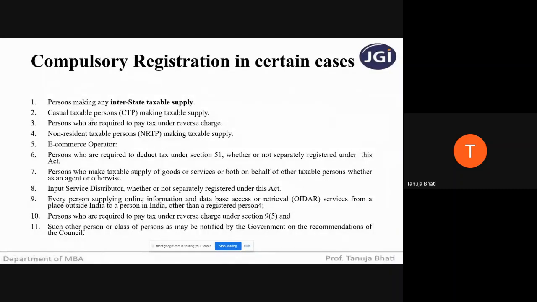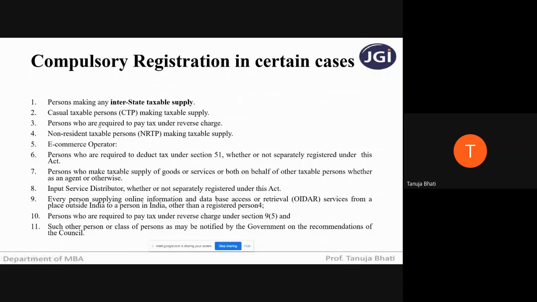Next, casual taxable person making taxable supply. However, we are going to exclude whom? We are going to exclude all the interstate taxable supply of notified handicraft goods that we have already seen, up to a threshold limit of 20 lakhs. They are not liable. But apart from that, all the casual taxable persons making taxable supply are required to compulsorily register themselves under GST.